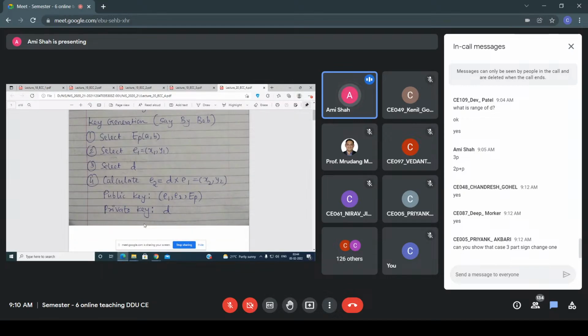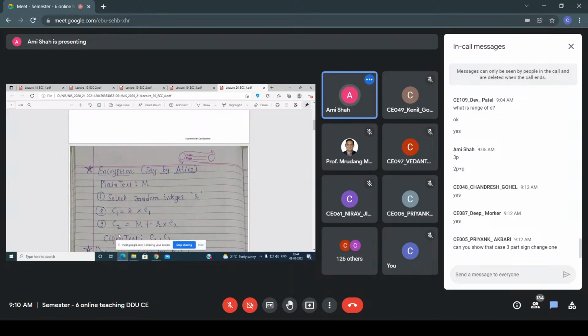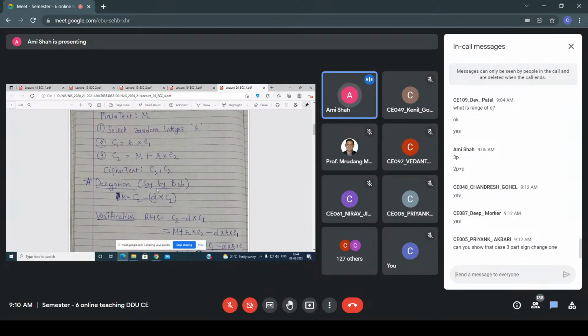Once you get the public key and private key, then you perform the encrypting part. Just remember that M must be a point over the curve; only that point you have to consider for M. M must belong to the curve. Then once you get C1 and C2, you implement decryption. So this is the flow of your today's lab.